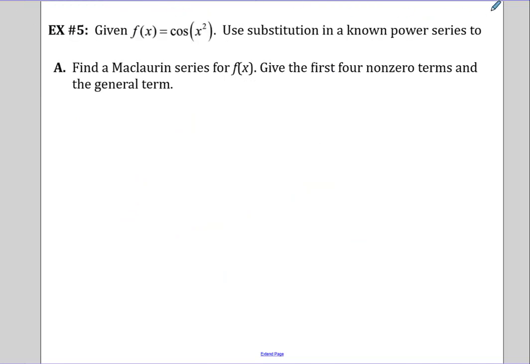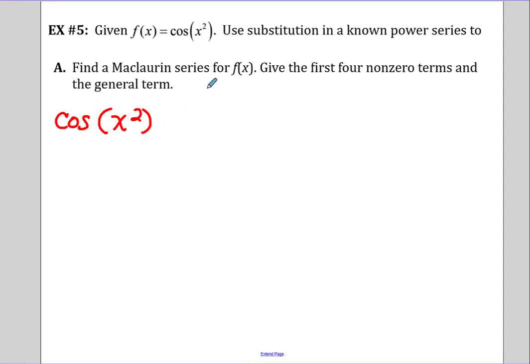And you can explore that on your calculator. Example 5 has given f of x as cosine x squared. Let's use substitution in some known power series. Well, we know our cosine power series.